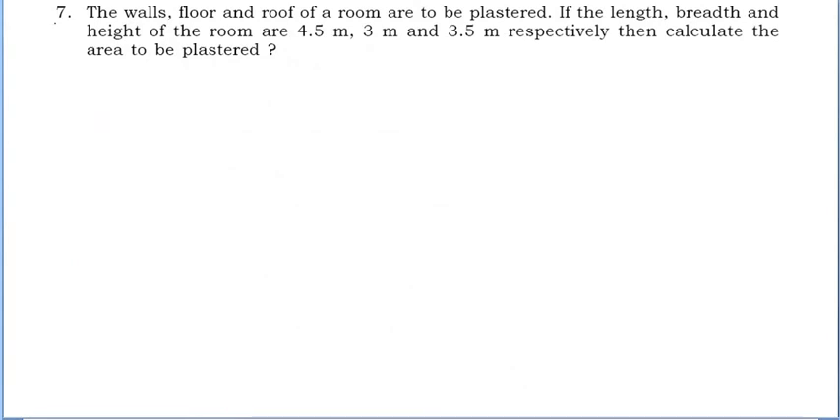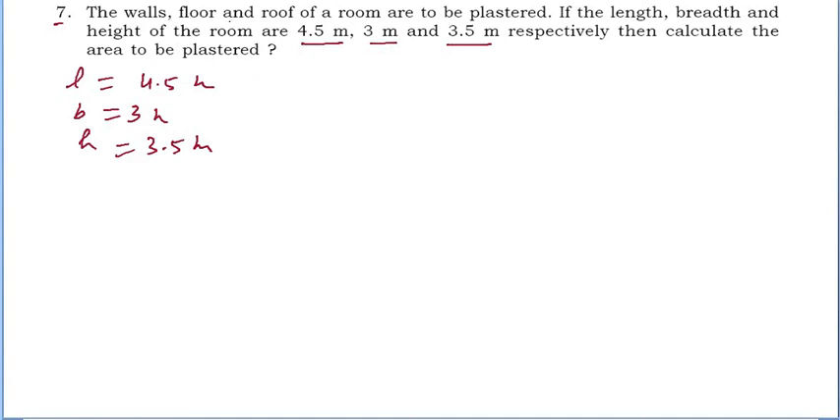Now come to the seventh. The wall, floor of a room to be plastered if the length, breadth and the height is given as 4.5 meter, 3 meter and 3.5 meter. So you have to write length is given as 4.5 meter and breadth is given as 3 meter and the height is given as 3.5 meter respectively. Then calculate the area to be plastered.